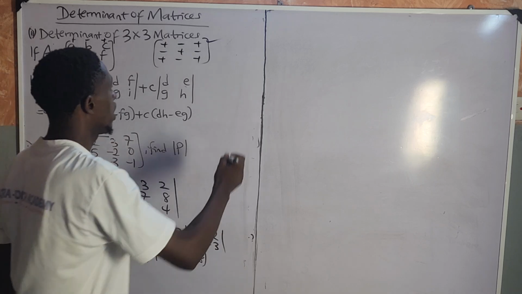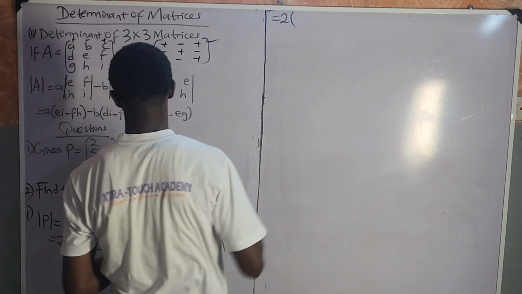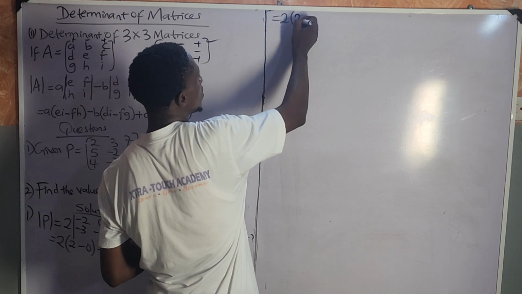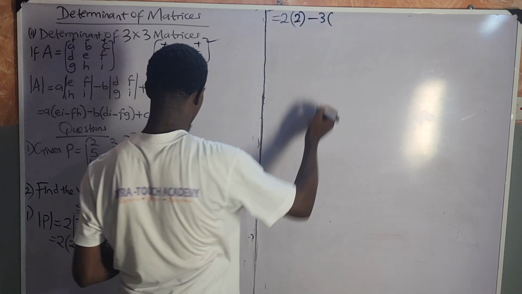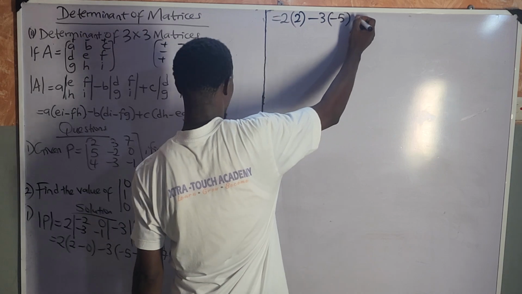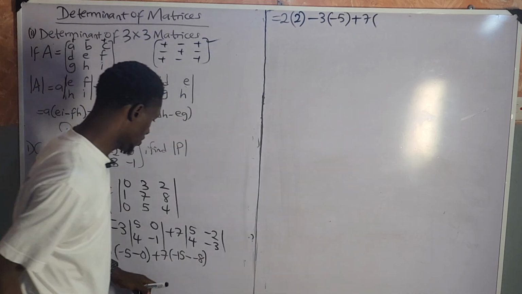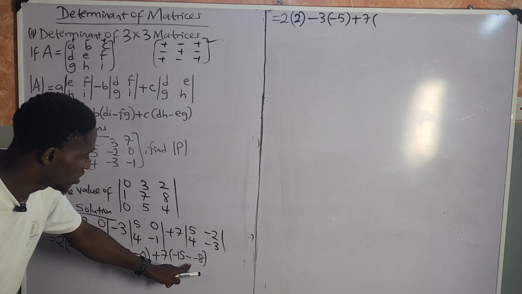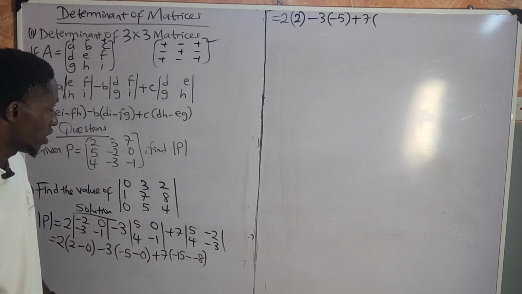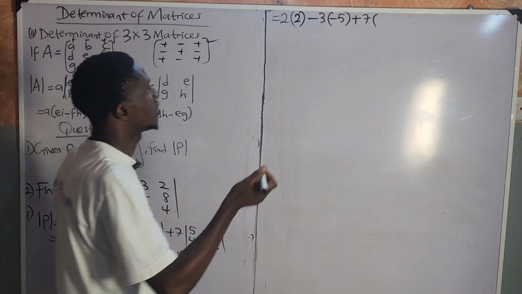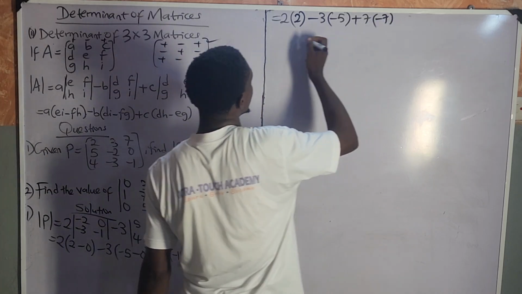So let's go. We have 2 brackets 2 minus 0 is 2, minus 3 brackets minus 5 minus 0 is minus 5, plus 7 brackets minus 15. Minus times minus is plus. So this is minus 15 plus 8 is minus 7. So I have minus 7 here.